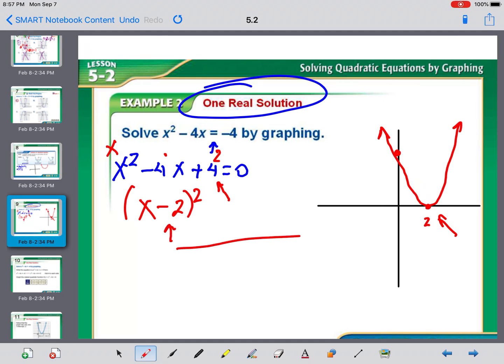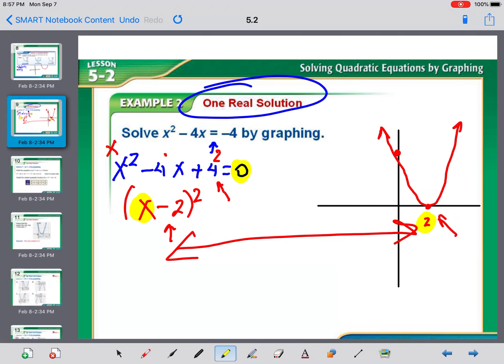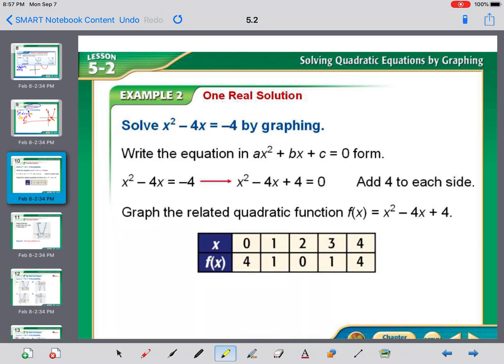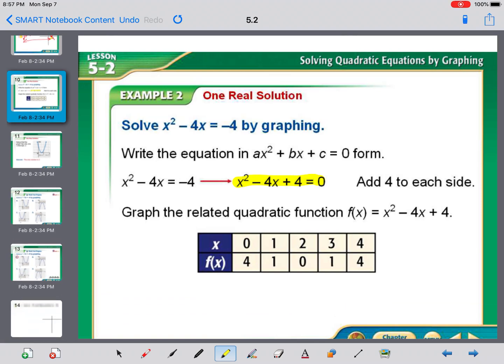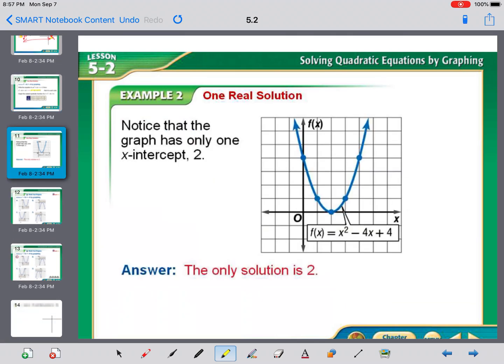And so the graph's going to come down here and go back up. So solve by graphing, 2. You're like, but I thought that was a negative 2 over here. Well, remember, it's x opposite sign. That's how those relate, is opposite sign. And the reason why, look, if you take that 2 and put it in for x, what do you get? 0. Yes, that's how it works.